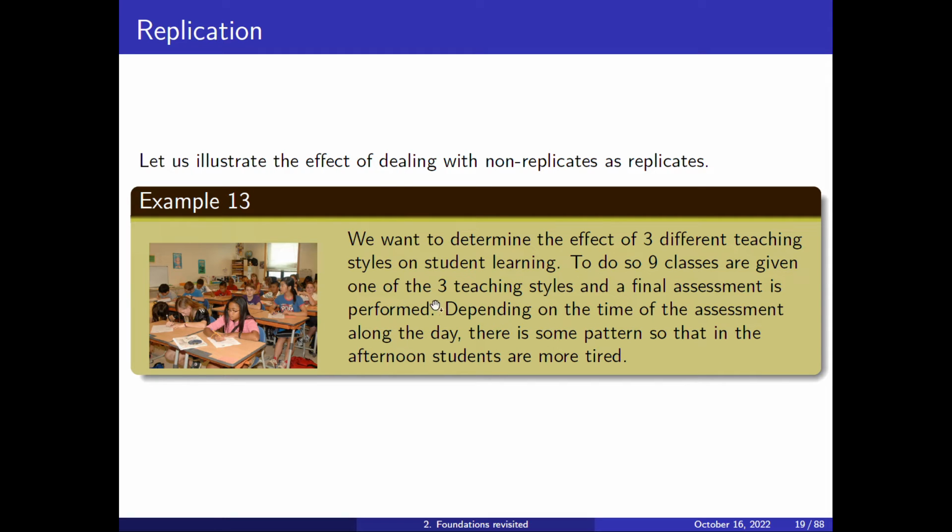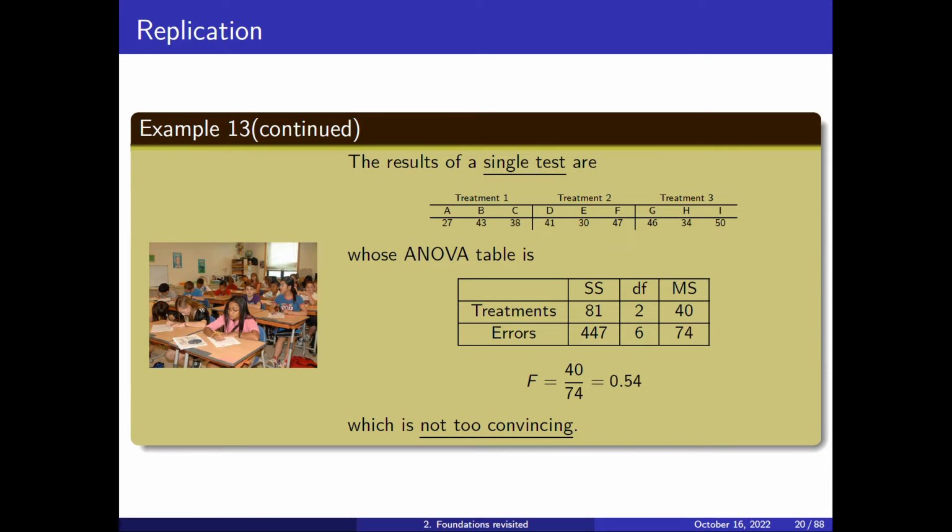Depending on the time of the assessment along the day, there is some pattern, because students in the afternoon are more tired, and this has an effect on the final assessment. So you make a test, and you have the 3 different styles of teaching, and then you have the classes A, B, C, D, E, F, and so on. These are the scores for the first treatment, second treatment, and third treatment.